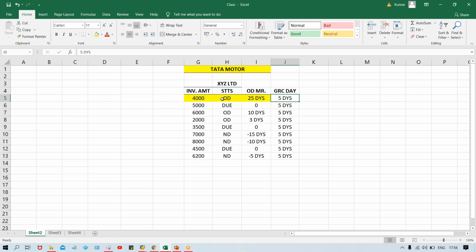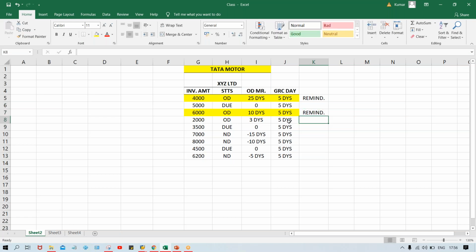So in this case, what is happening, guys? This 5 days grace period is already crossed. Instead of 5, it has become 25 days, and we have not received payment yet. In this case, here also 5 days is already crossed, and instead of 5 days, it has become 10 days, and still we have not received payment. So now what is happening, guys? In this case, we have to send a reminder to the customer.